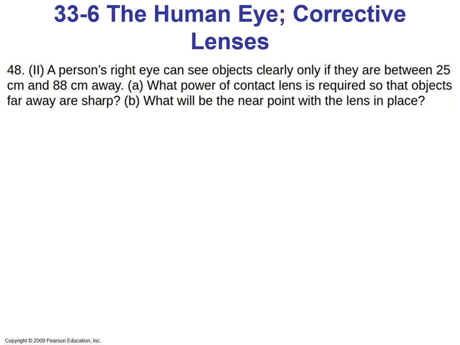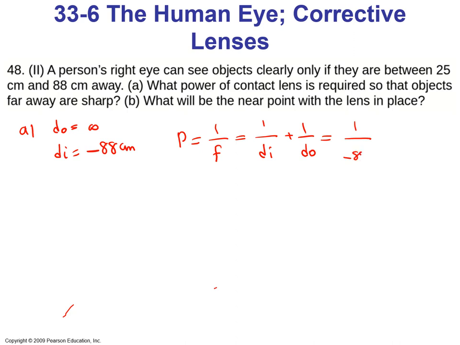To solve this problem, we have to note that the lens should put the image of an object at infinity. So we're talking about the object at infinity, and the image is formed at 88 centimeters in front of the person's eye. And since the image is in front of the lens, the image distance should be negative. The question is asking about the power of the lens, which is 1 over f. Let's use the equation for the lens, which is 1 over di plus 1 over do. Let's plug in the values. We have 1 over minus 88 centimeter plus 1 over infinity. And let's use 0.88 meter. Therefore, for power P, we have minus 1.136 diopter, which is almost minus 1.1.